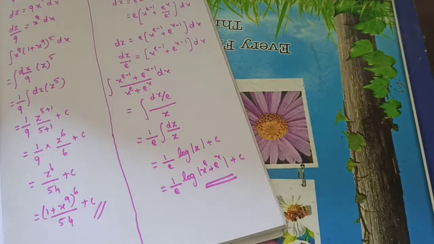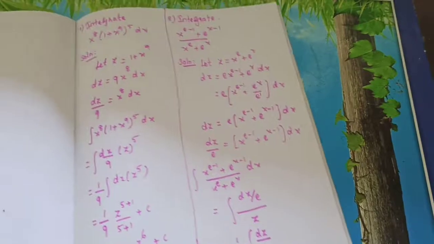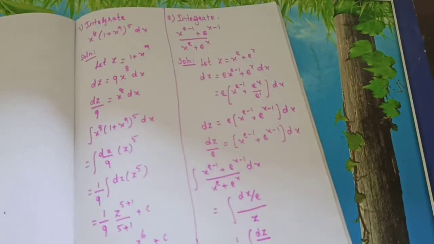Have you got it? This problem is somewhat different. The only thing is, you take z, then find dz. After finding dz, you check by using that. Here we need x power e minus 1 and we need e power x minus 1. Because of that, we are taking e outside. Taking e outside means we are dividing by e. So the second term is e power x divided by e power 1.